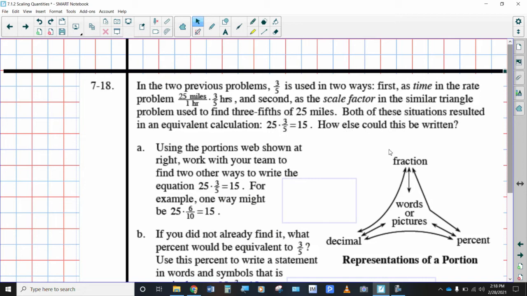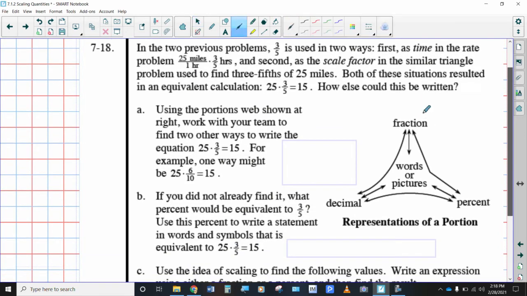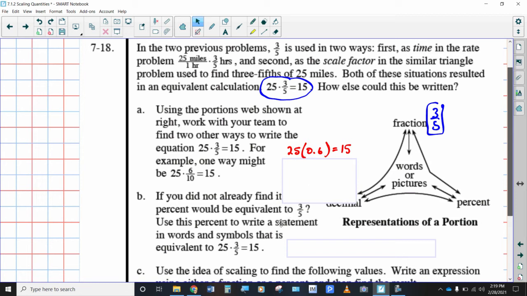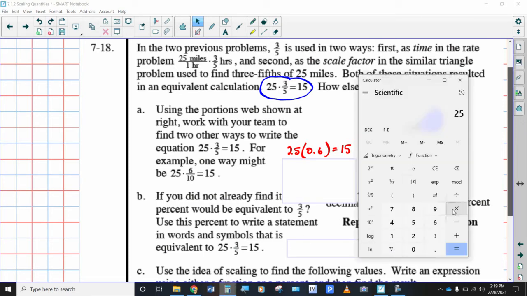How else could this be written? So think about your representations of portions triangle, where you can take this fraction, 3 over 5, and you can write it in decimal form or percent form, or you can put it into words or put it into a picture. What would be a couple of different ways that you could represent this equation here, but instead of using the 3/5 as your multiplier, use something else? Well, first thing I was thinking is, why don't we just change it to its decimal equivalent? If you took 25 times 0.6, since 6/10 is the same as 3/5, we should get 15. 25 times 0.6 is indeed 15.